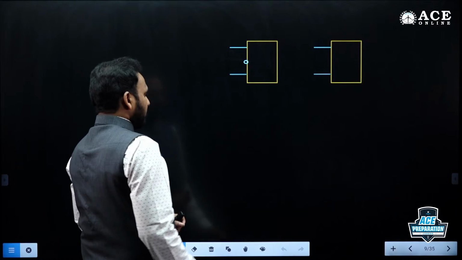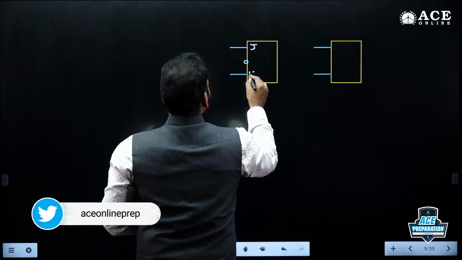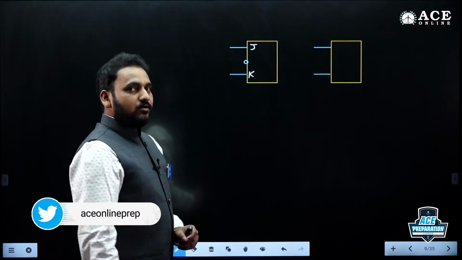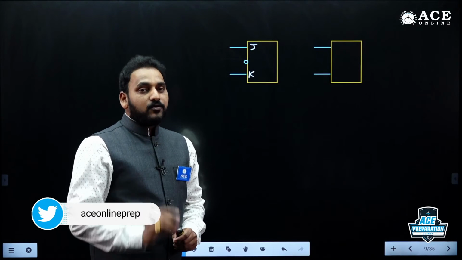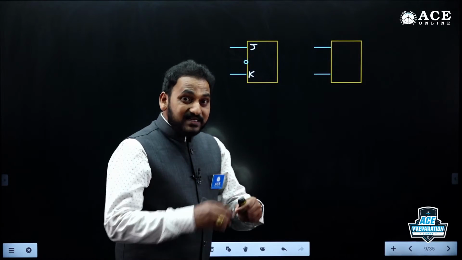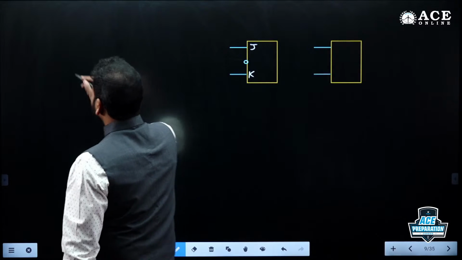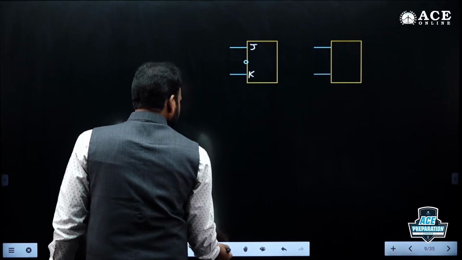See, my dear friends, if I take a JK flip-flop, because in asynchronous counters we are using a flip-flop in toggle mode. Toggle mode means it can be a JK flip-flop, D flip-flop or T flip-flop. I will prove it. But for every clock pulse, the output should toggle. The output should change from its previous state, called toggle. It can be any type of flip-flop.